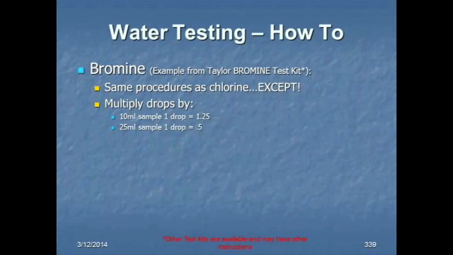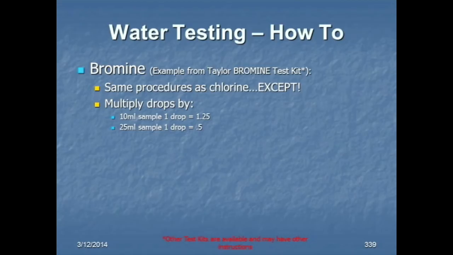Now, if you're using bromine, a bromine type of disinfectant in your swimming pool, the procedures are a little bit different with your bromine kit. It's the same steps as chlorine with the powder, but when you multiply the drops out, make sure you use the correct number if it is a bromine kit in your bromine pool. Every drop counts as 1.25 in a 10 milliliter sample. If you're using a 25 milliliter sample, every drop counts as 0.5 for the bromine levels.